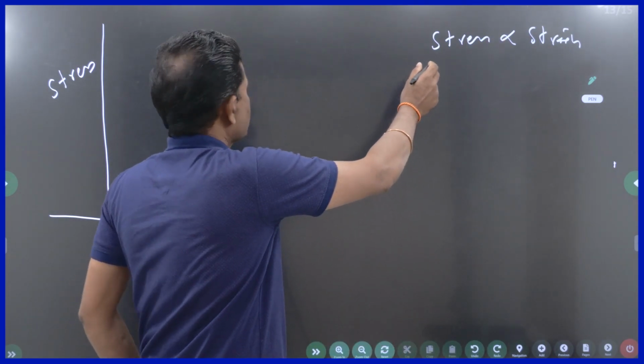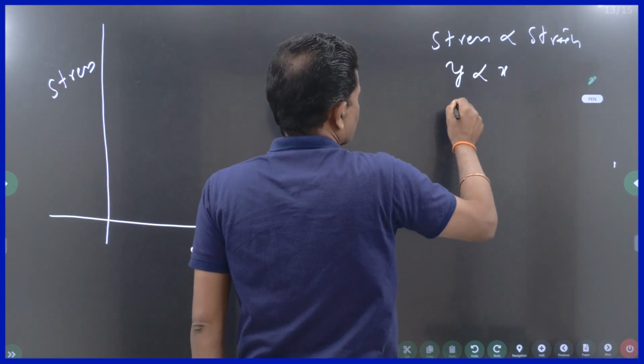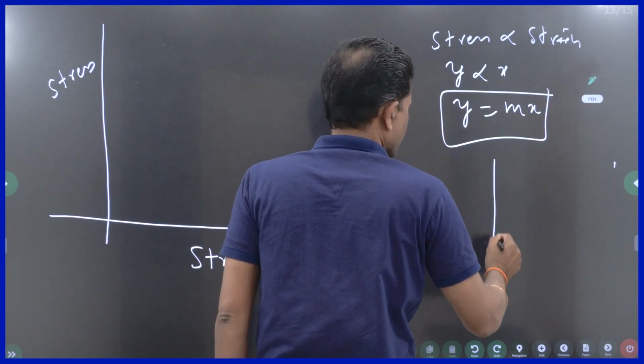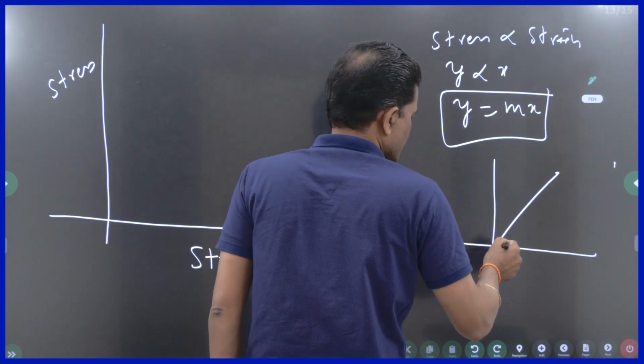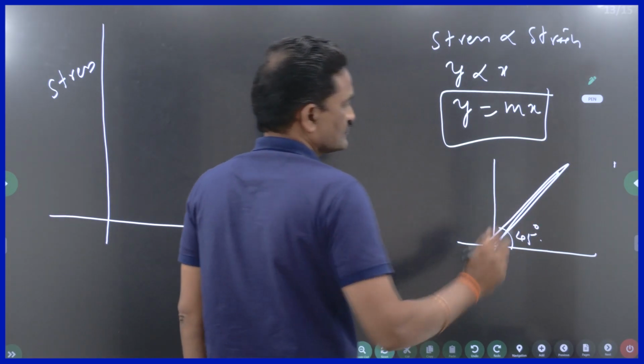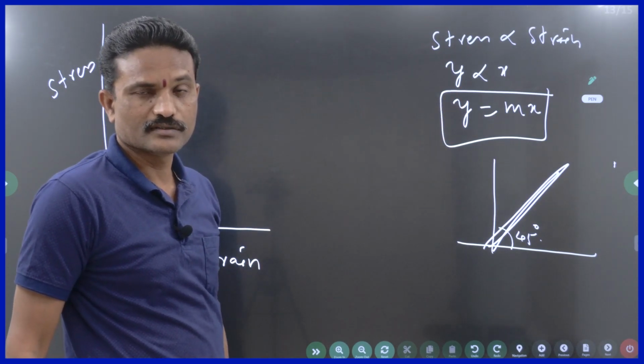So stress is being taken on the y-axis. So y is proportional to x. You will put a constant: y is equal to mx. In mathematics, that is a straight line passing through the origin, making an angle of 45 degrees. That is the equation for y is equal to mx.